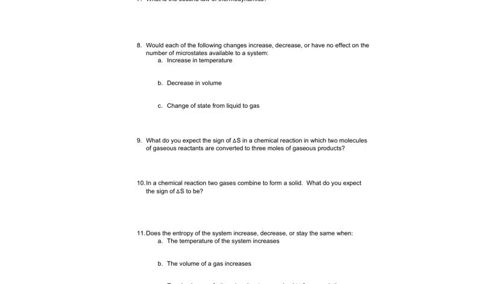What is the second law of thermodynamics? You can look that up. Would each of the following changes increase, decrease, or have no effect on the number of microstates available to a system? And remember, the number of microstates is directly related to the entropy. If you increase the temperature, that increases the energy in the molecules. It makes them move around faster. So that would increase microstates. Decrease volume gives them less room, less spots to go, so that would decrease.